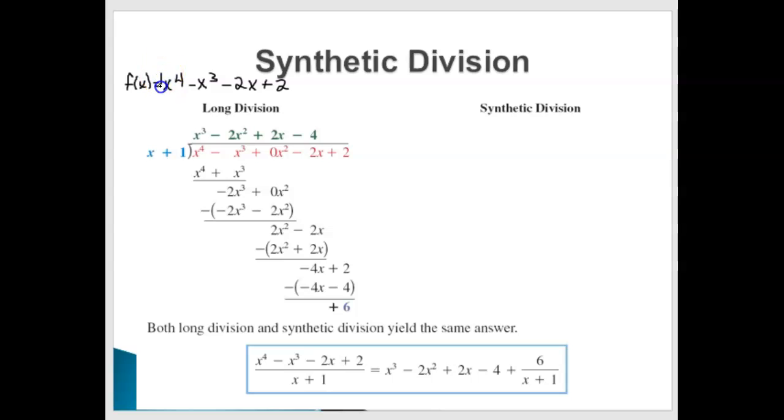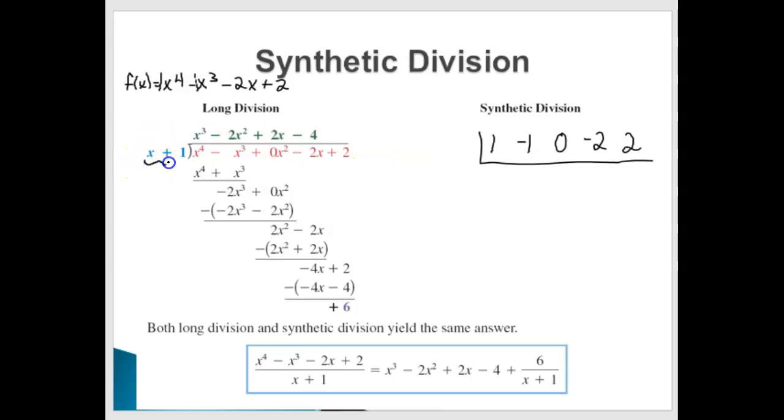So this is a 1x to the fourth power and a negative 1x to the third power. You'll notice the x to the second power is not there, so I need to account for that with a 0. Then my x power has a coefficient of negative 2 and then a constant of positive 2. Then I'm going to draw this great big long L, like the capital letter L with a big long foot on it. And then outside the synthetic division box, where the divisor goes.